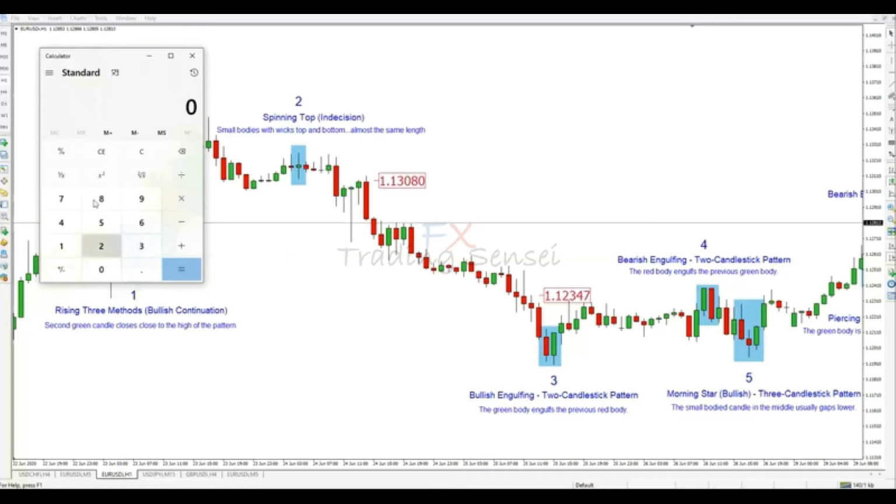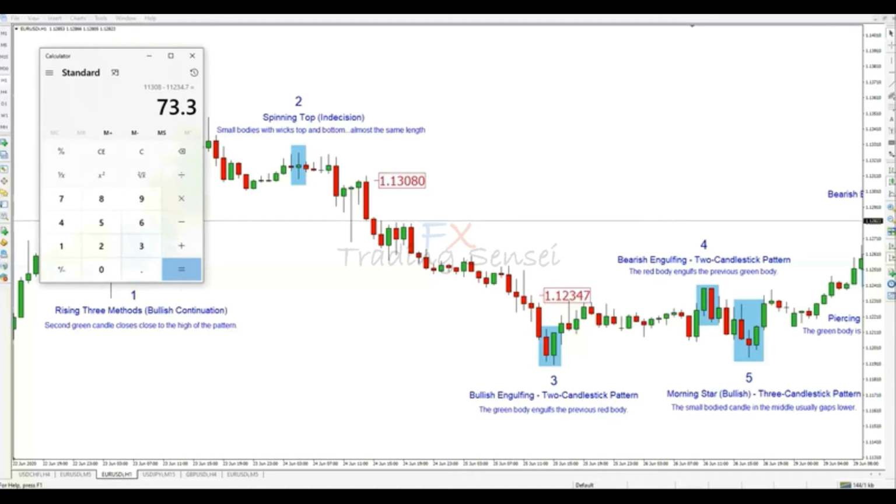So let's do some calculating very quickly. So we will subtract 11308.0. We're starting there, that's a larger number, and we're subtracting the smaller number from it, which is 11234.7. And that would give us 73.3 pips. So that would tell us how many pips are between those 2 points.